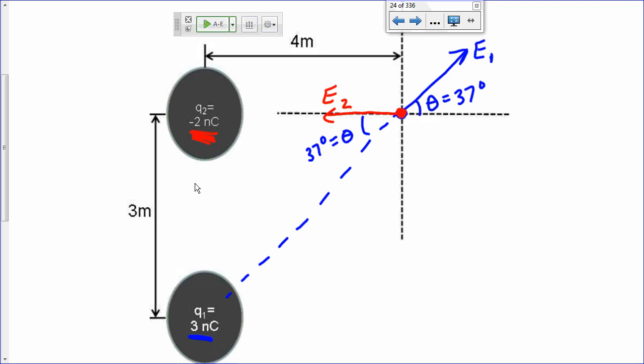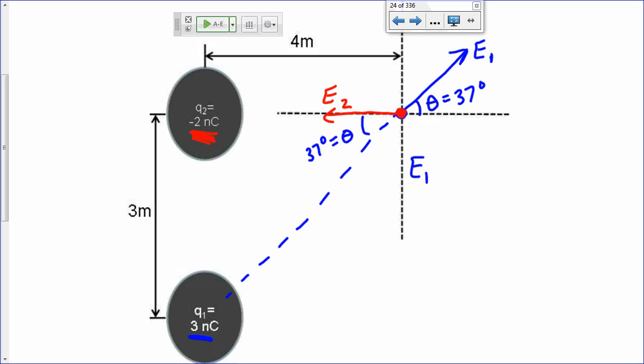All right, I'm going to calculate the magnitudes of E1 and E2. This is just like we did with Coulomb's Law. This is the only difference when we calculate the magnitudes, but basically all the other steps are the same. In fact, in this example, the angles and the distances are all the same too.